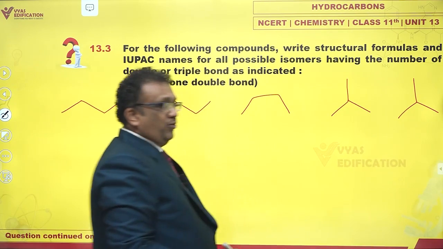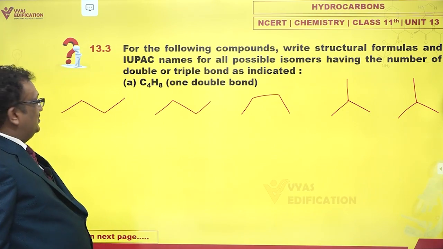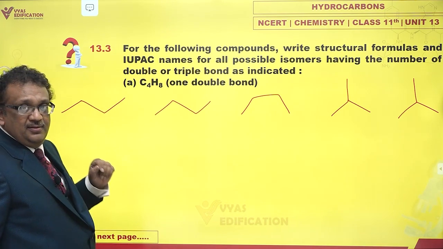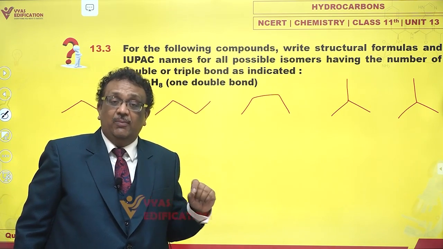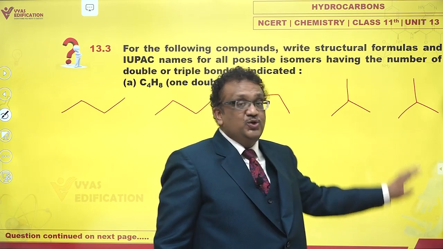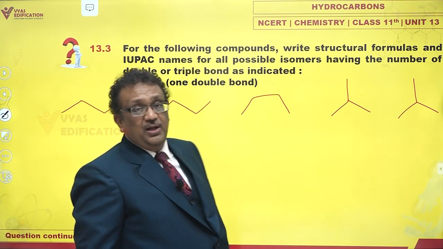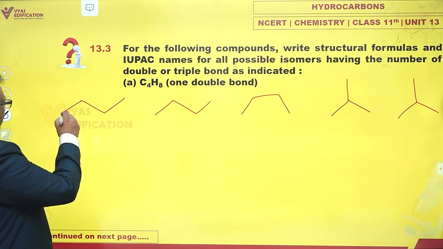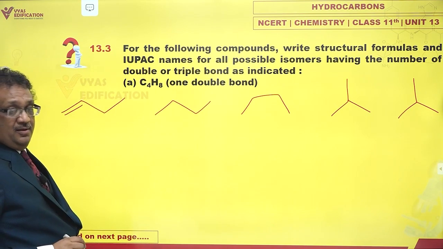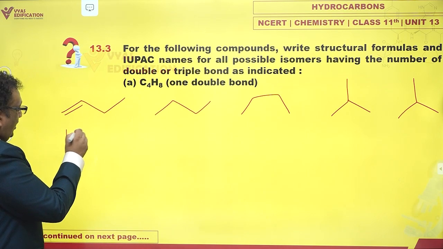See, there are two possible structures. One is n-butane, only the carbon skeleton without double bonds, and the other one is isobutane. And in how many different ways can I put a double bond on them? I could have put a double bond here. That would make it 1-butene.